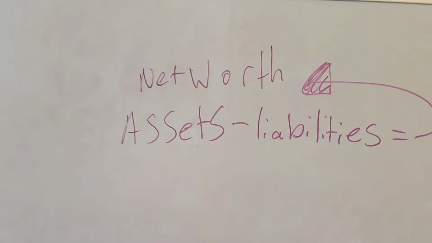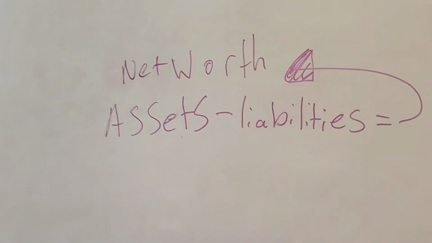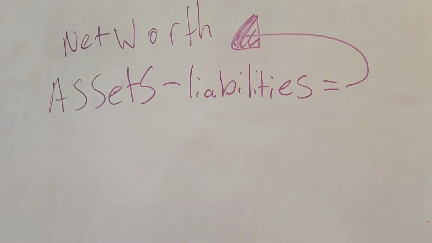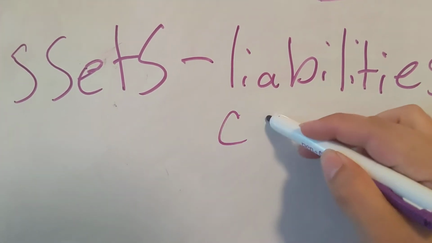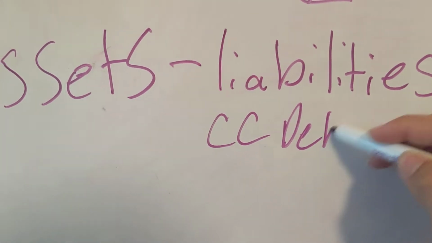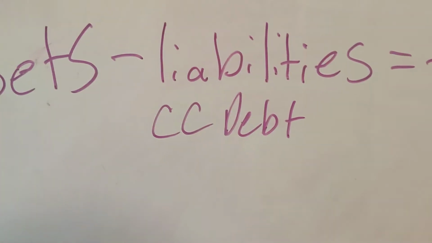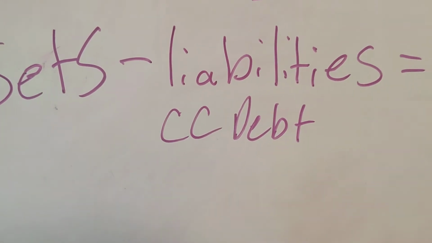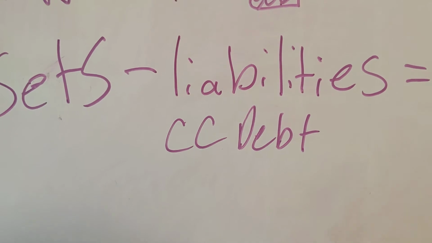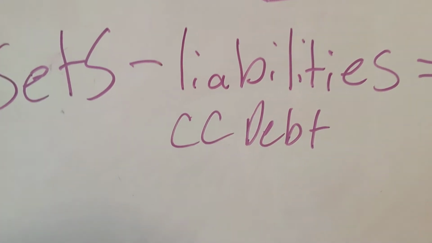Now, we're going to go further in. What are your liabilities? We'll start with that first. Your credit card debt. Your debt, it's money that you owe to someone else. That's basically what all your liabilities are.